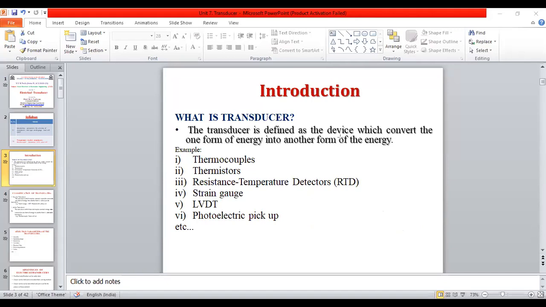So the transducer is defined as a device which converts one form of energy into another form of energy. That is called a transducer. So what are the different transducers? Thermocouples, thermistor, resistance temperature detector (RTD), load cell, LVDT, photoelectric pickup, solar cell. There are so many. Whatever is in your syllabus, we are going to discuss here.